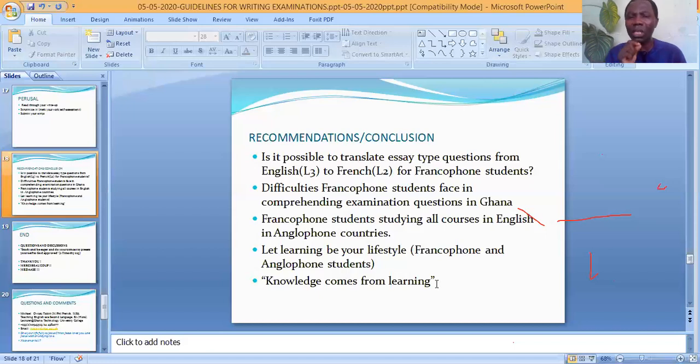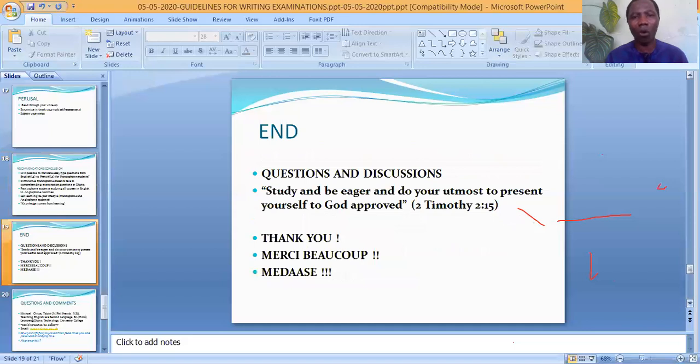This expression or this phrase is pregnant with a lot of things. Semantically, meanings, pragmatically, it is very, very crucial. And nobody can deny this, that knowledge comes from learning. Once you don't know and you learn, you know. But if you don't know and you don't learn, there is no way that you can. That is the point. We have to take note and act accordingly.